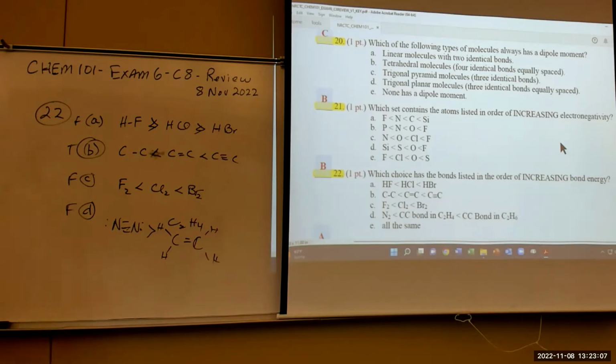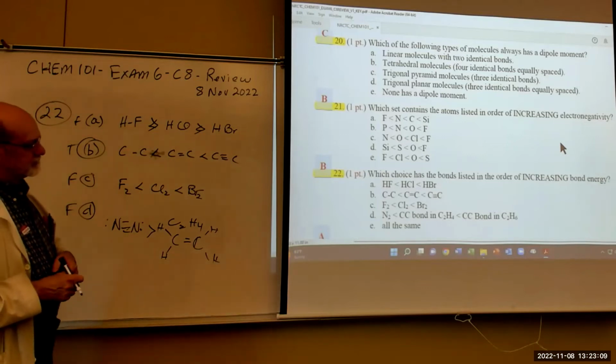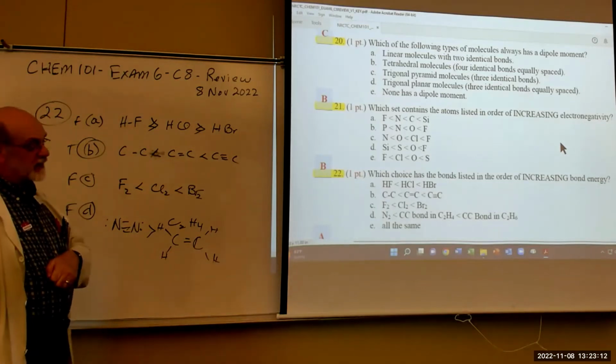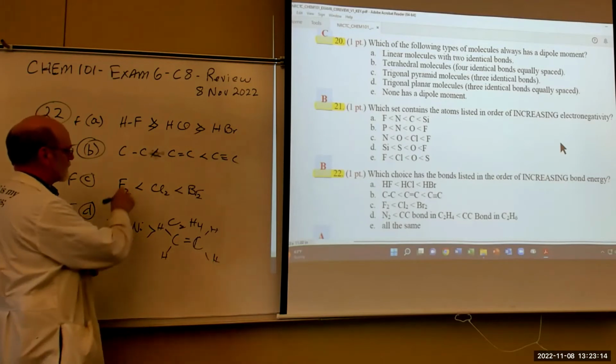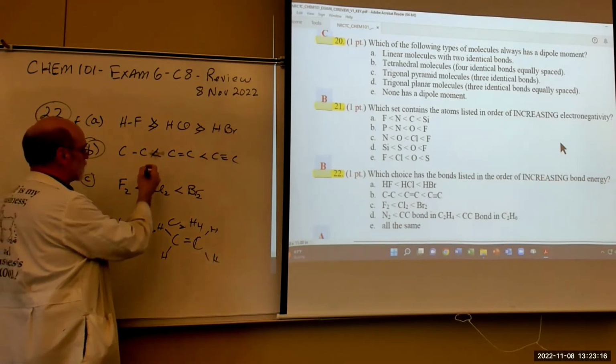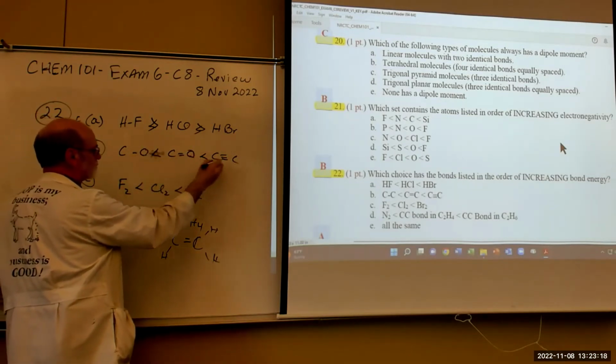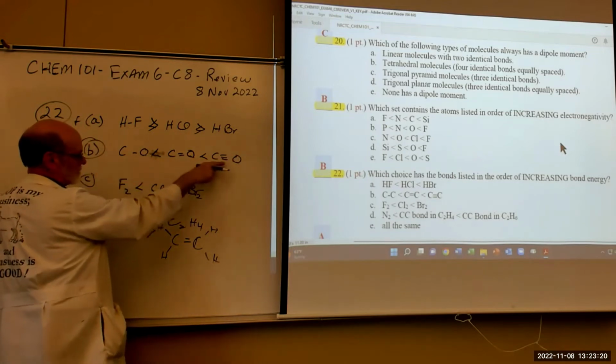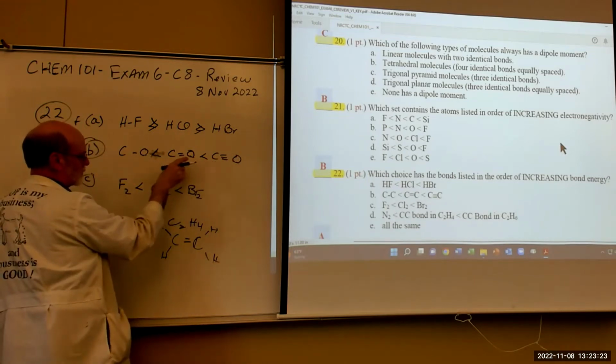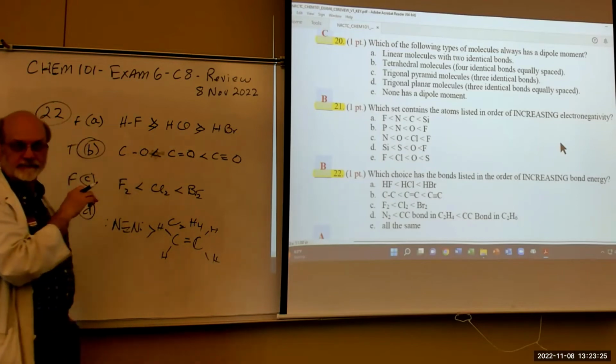It's a similar argument. That should have had carbons there instead of O's. But you can say the same thing for that. Right. Triple is stronger than double, stronger than single.